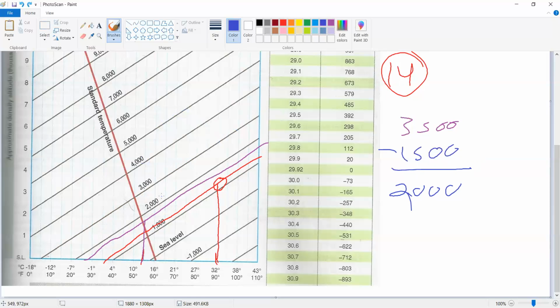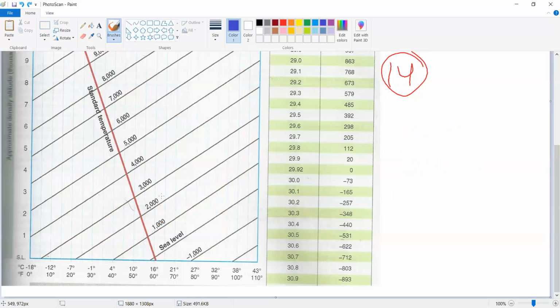All right. Keeping on with this particular chart, let's do number 15. Number 15, determine the pressure altitude at an airport that is 3,563 feet MSL with the altimeter setting of 29.96. All right, let's read the theory.